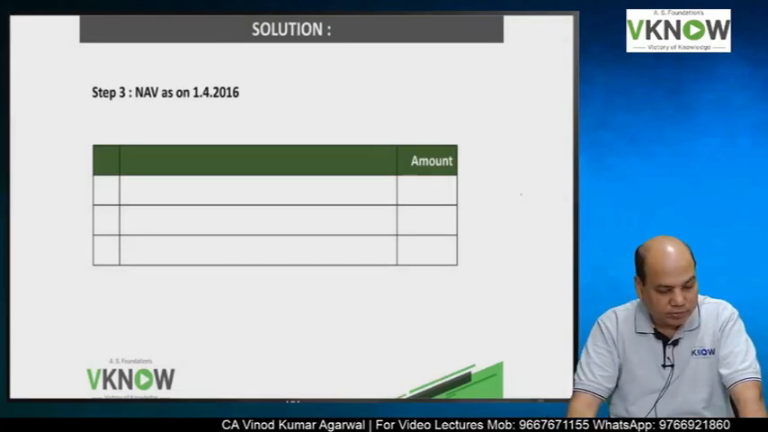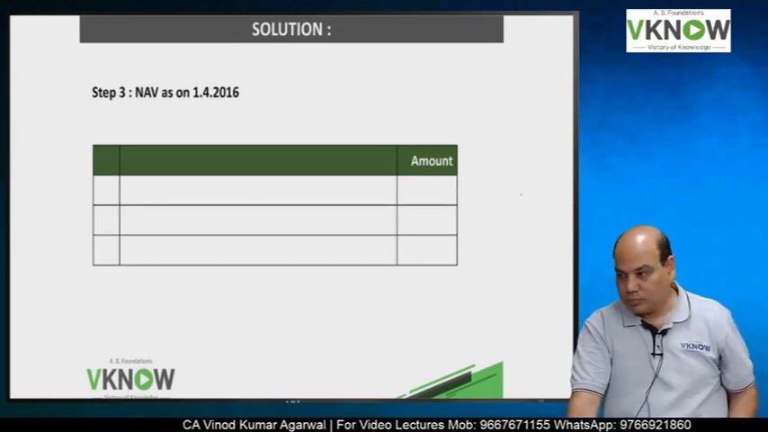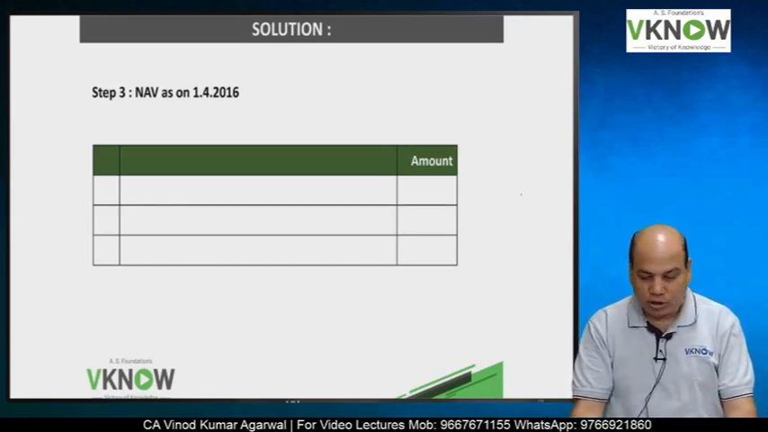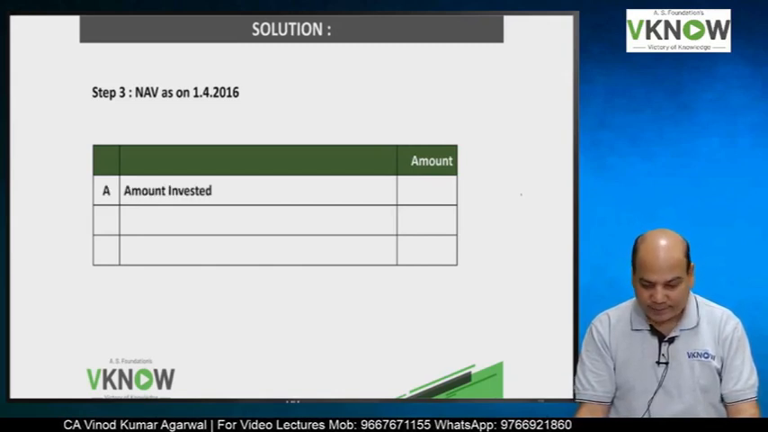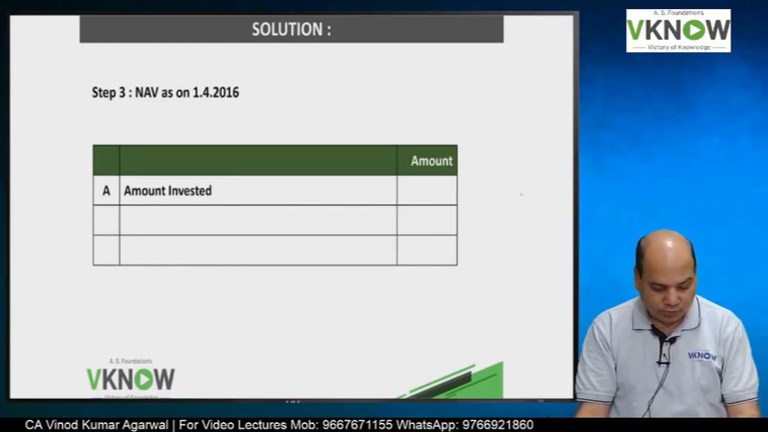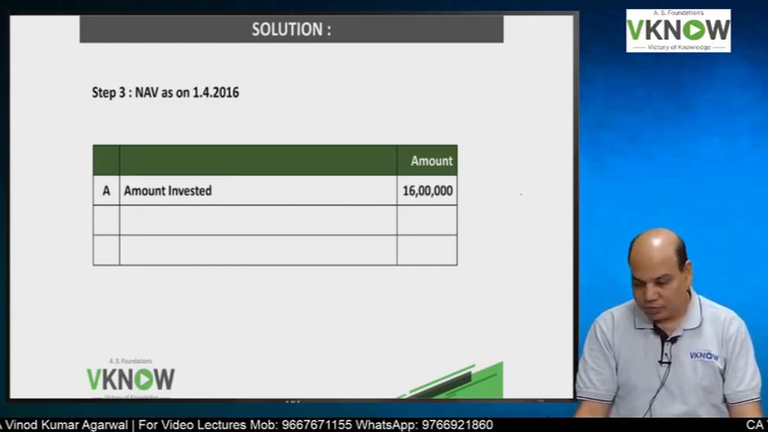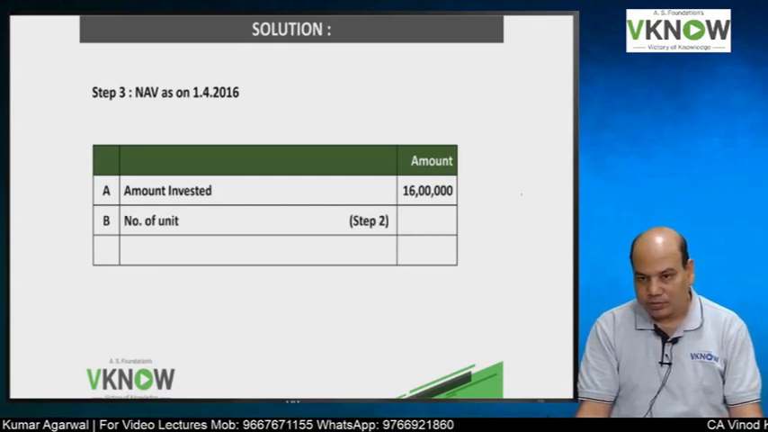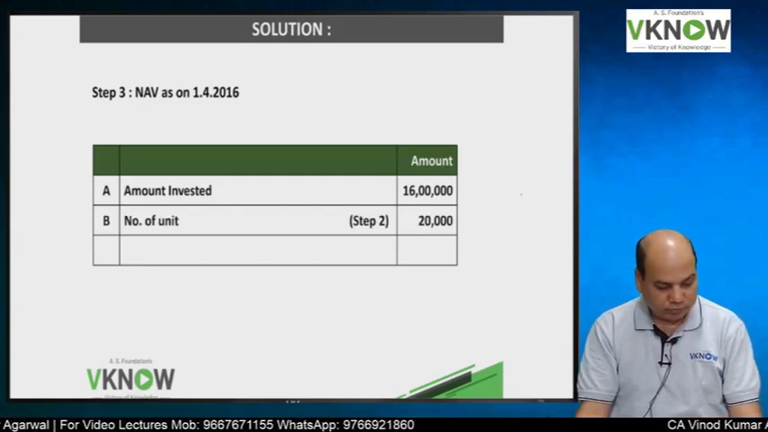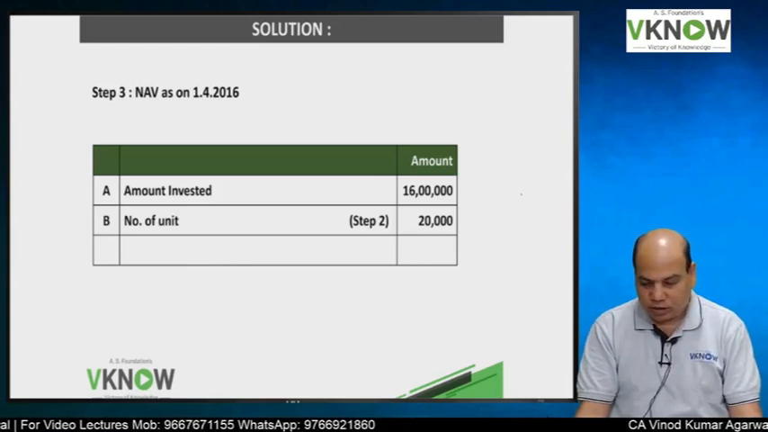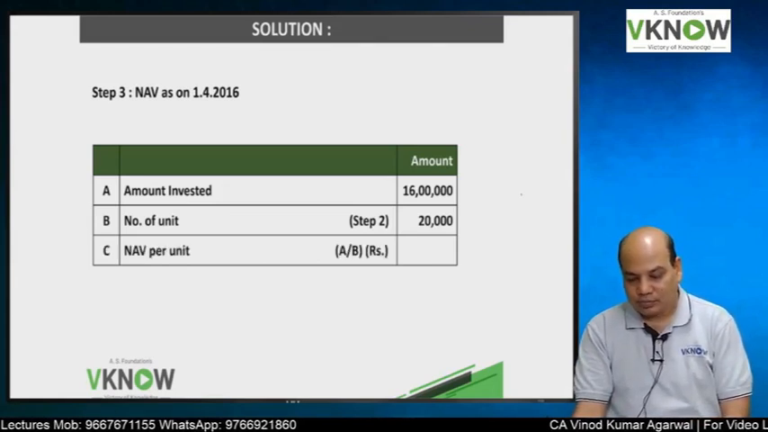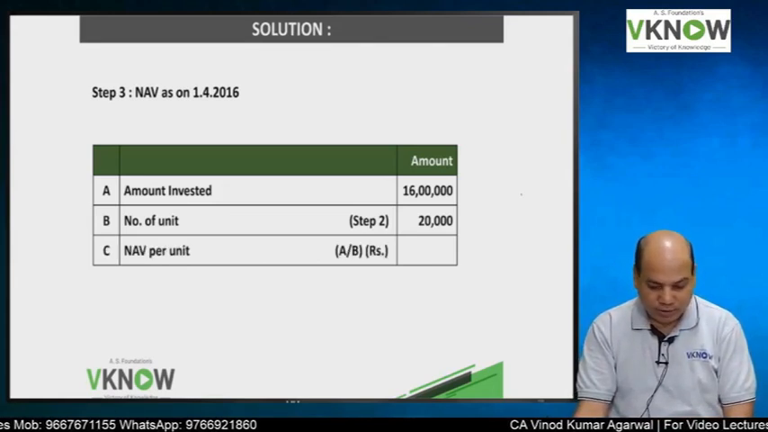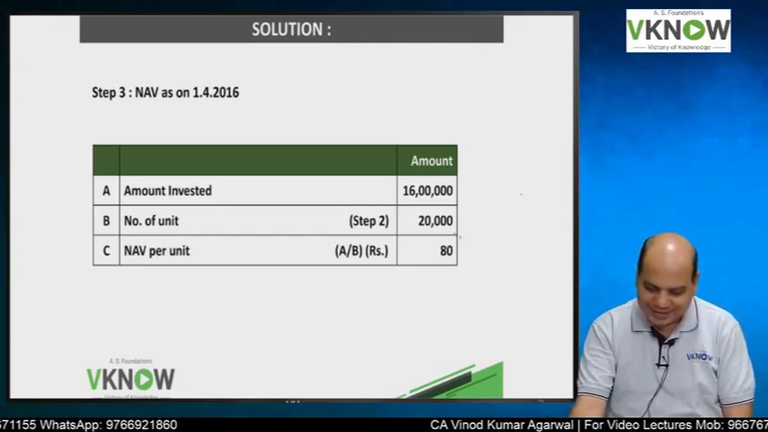Now write down step 3: NAV on 1/4/16. These two questions probably you have not done in the class. Right hand side, rupees. Amount invested, 16 lakh. Then point B, number of units, step 2, 20,000. My question is, what was the NAV on 1/4/16? Yes, come on. NAV per unit. Is it 80 rupees? Yes.